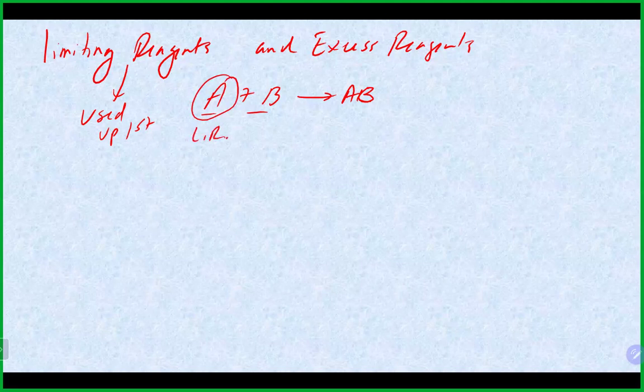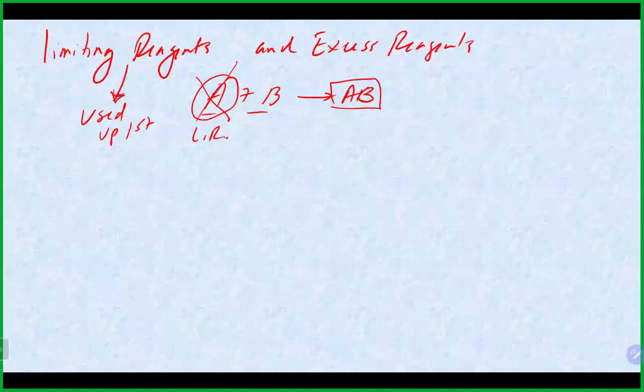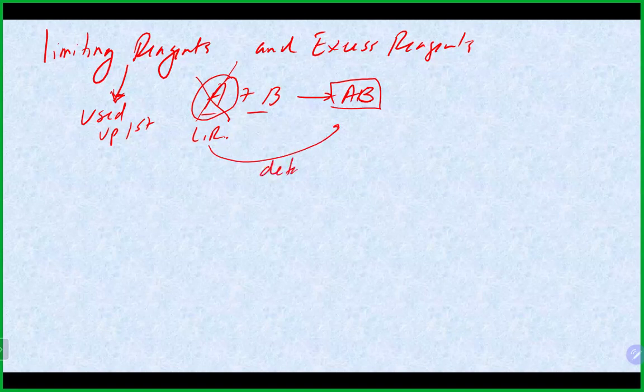What that means is as soon as we use up A, there's no possible way to make any more products at that point. That's why it's important to identify which one is the limiting reagent, because it is the one that determines how much product you can make. Again, as soon as that's used up, there's really no chance of you making any more product.